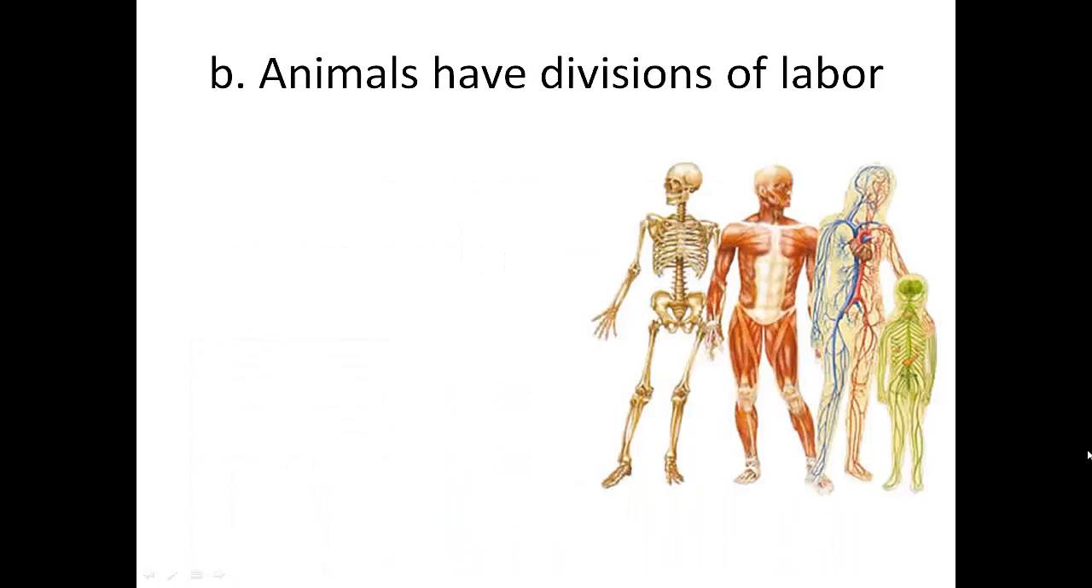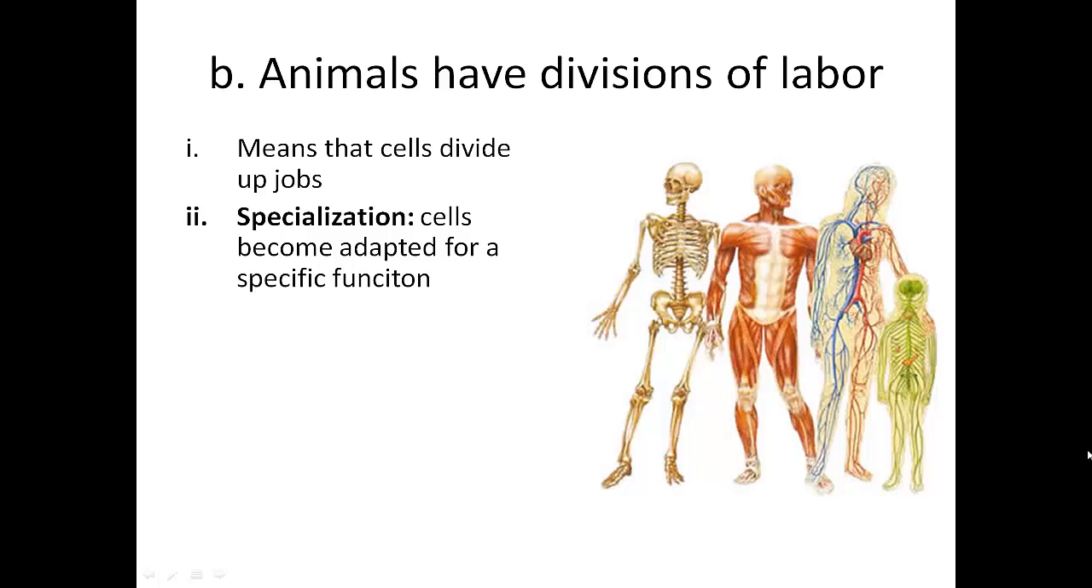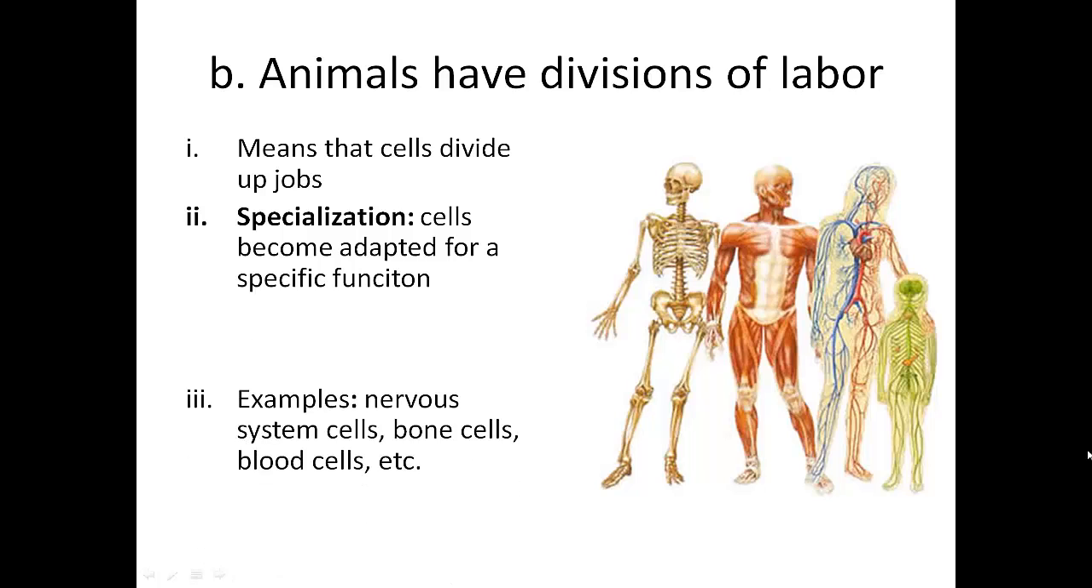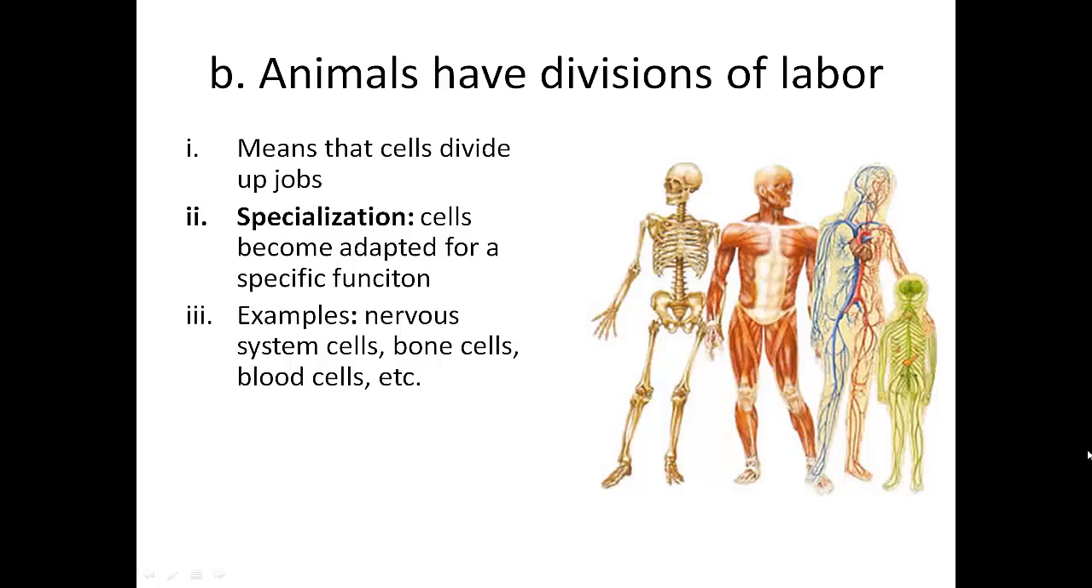Because animals are made out of many cells, those cells need to divide up jobs in order to be efficient. And cells become specialized. They get adapted to do a certain thing. You have nervous system cells that send electrical signals. You have bone cells that help create your skeleton. You have blood cells that transport oxygen. They don't have jobs that really overlap too much. They're specialized. In this case, all the systems work together to keep you alive efficiently.